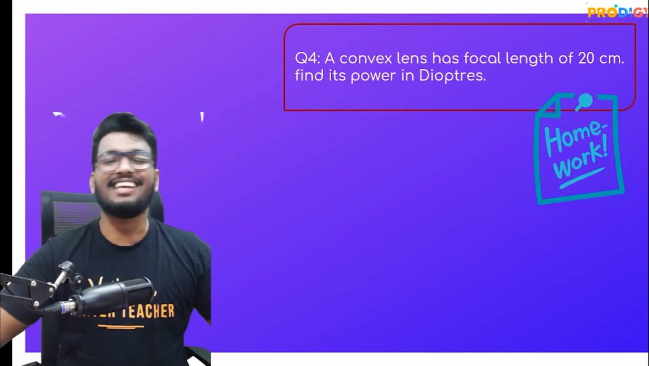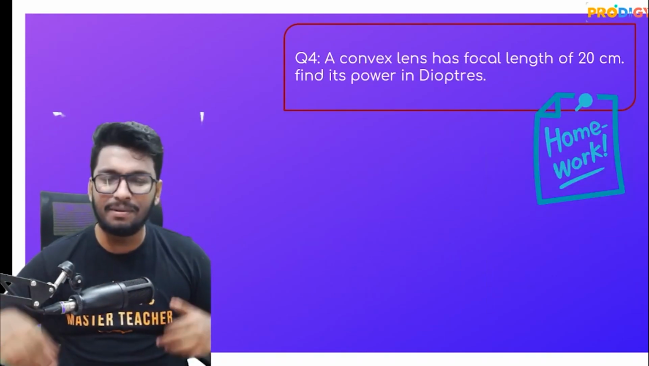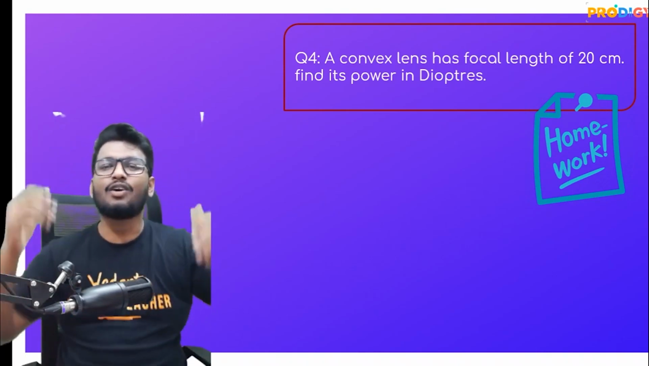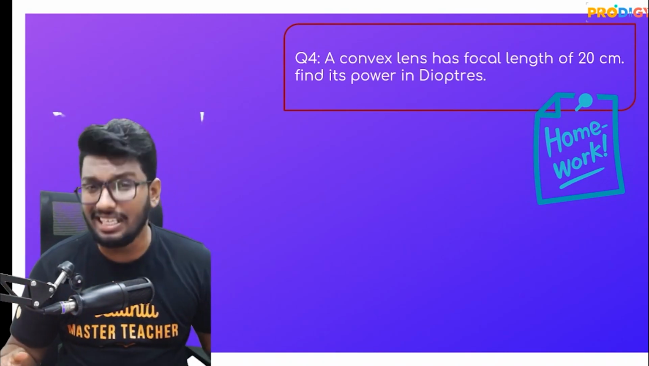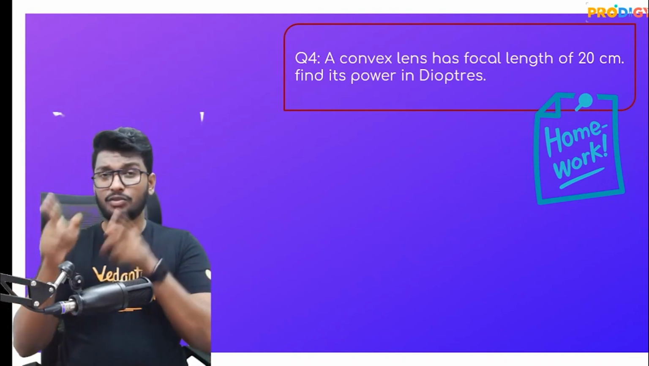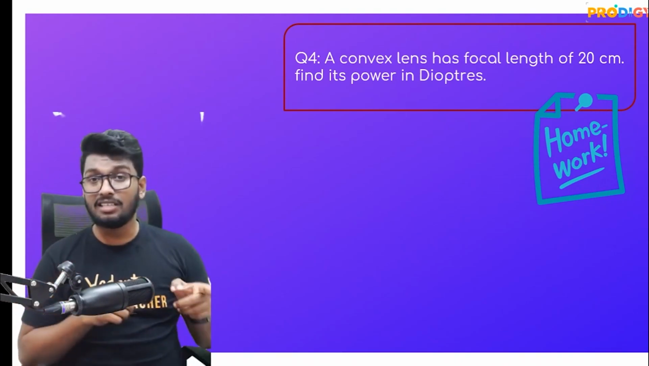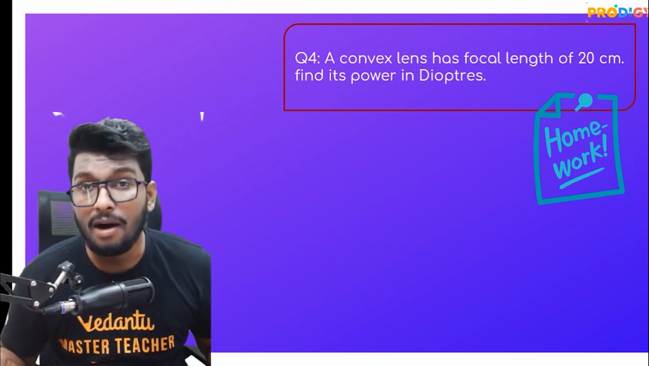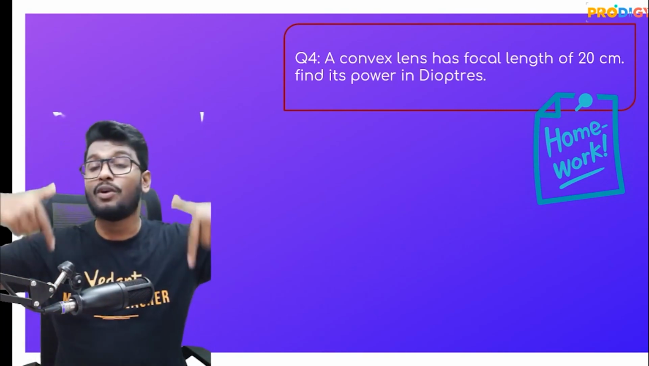All right, and here's your homework question, people. Try out this question for yourself. A convex lens has focal length of 20 centimeter. Find its power in terms of diopter. Now it's given in terms of centimeters, so convert that to meters before you find the power in terms of diopter.